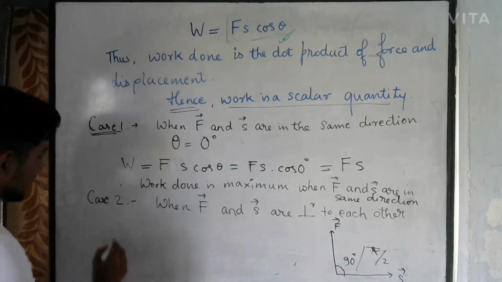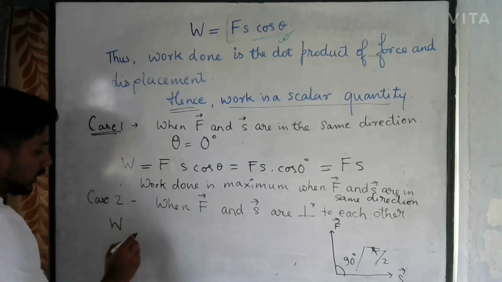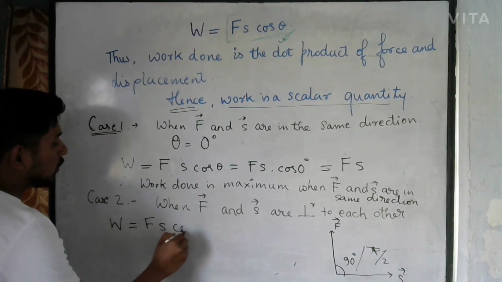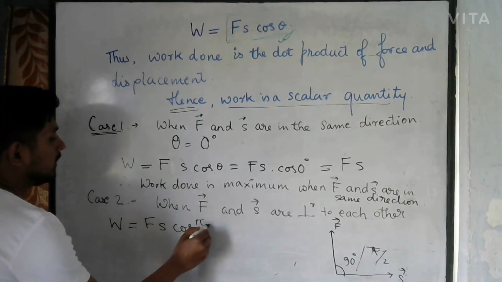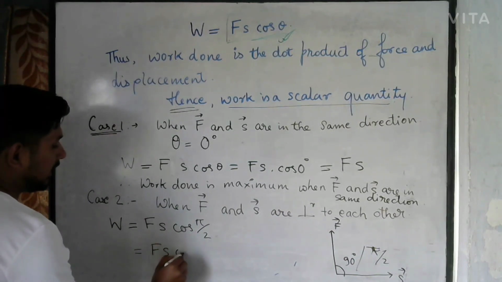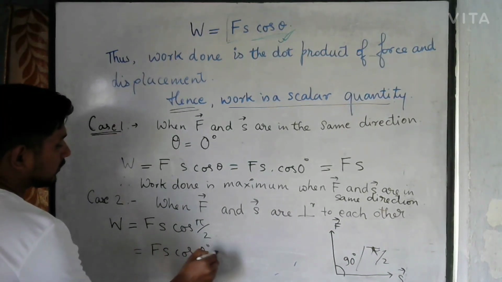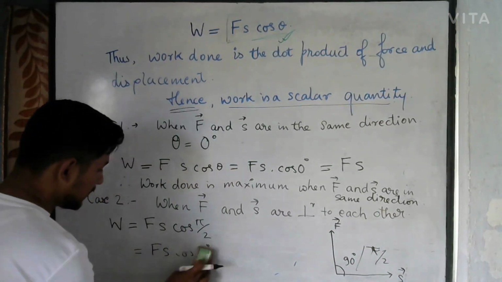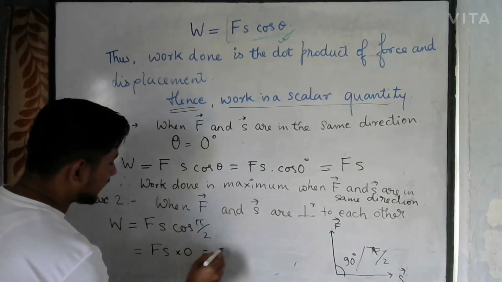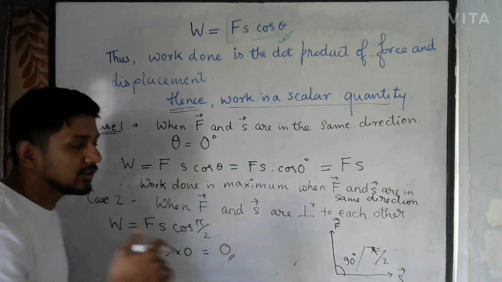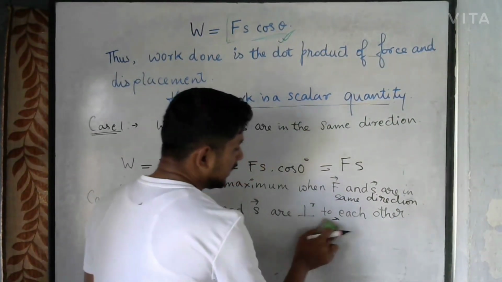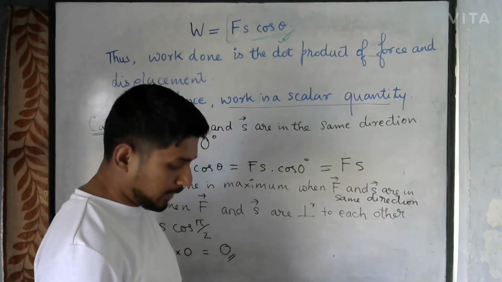Now in this very scenario, the value of work is going to be what? Work is going to be F S cos π/2. And the value of cos π/2 is nothing but 0. So yes, it is going to be 0, and the entire thing comes as 0. So that means there is no work at all. So when can I say the work is minimum? Work is minimum when they are perpendicular to each other.